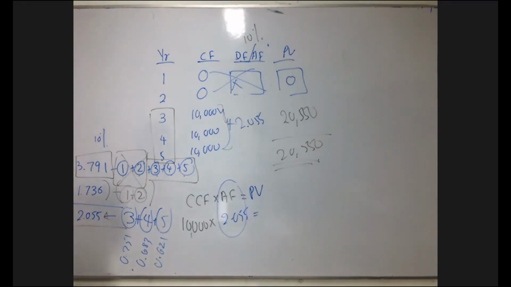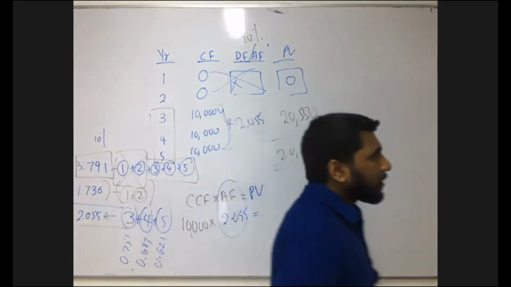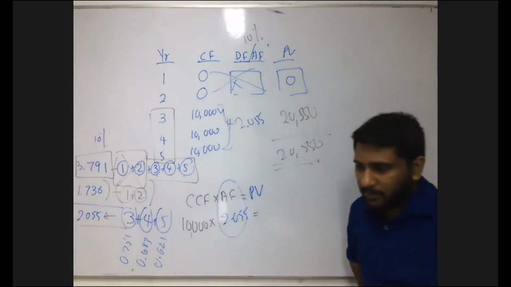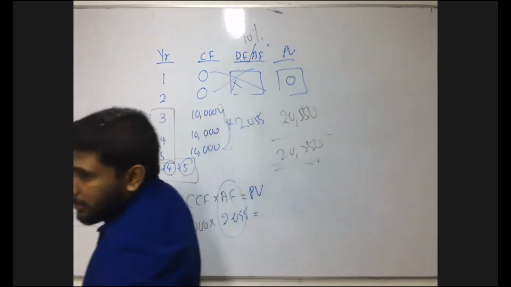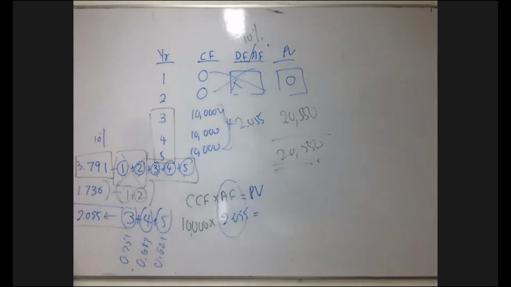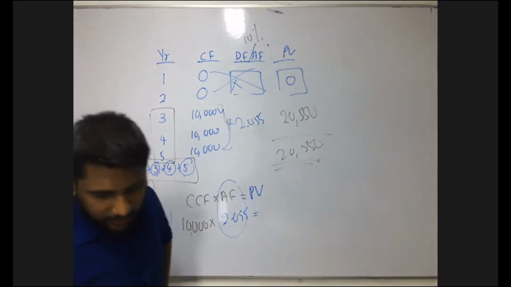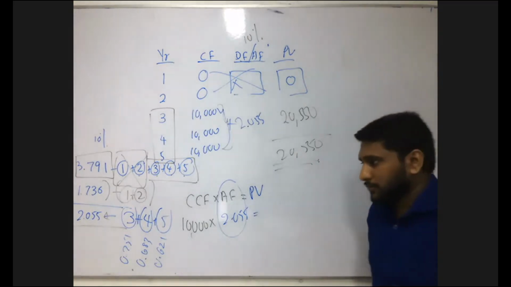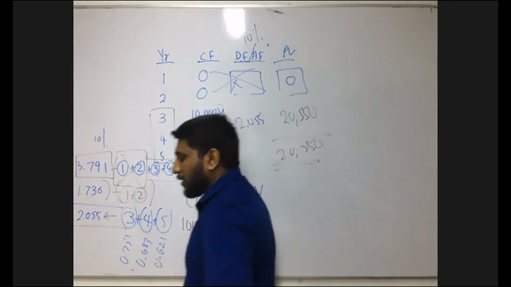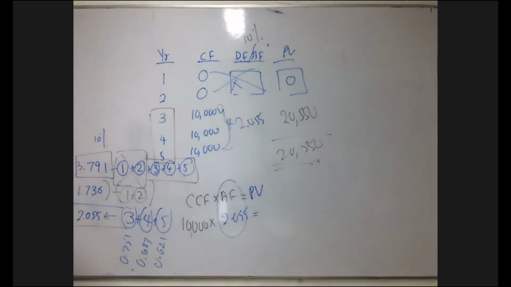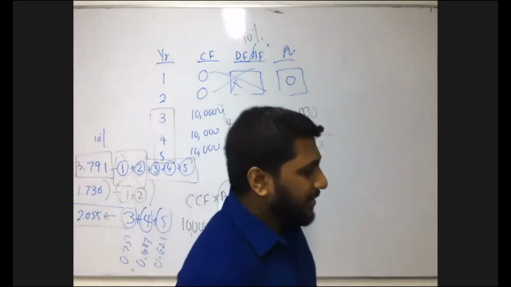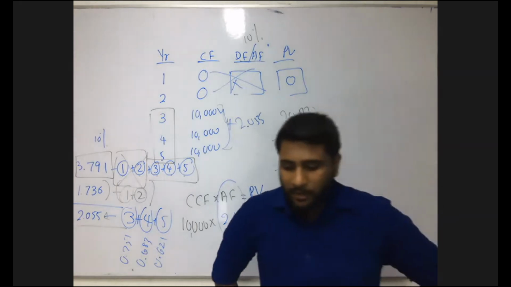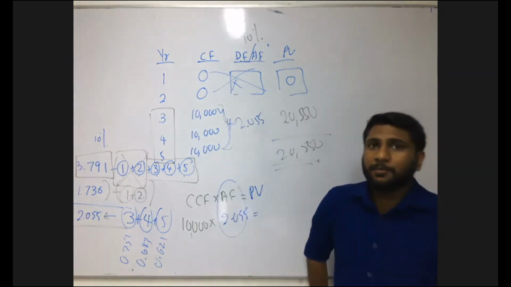Year 1, 10,000. Year 2, 20,000. Year 3, 30,000. Year 4, 30,000. Year 5, 30,000. The rate is 5%. Calculate the total present value.